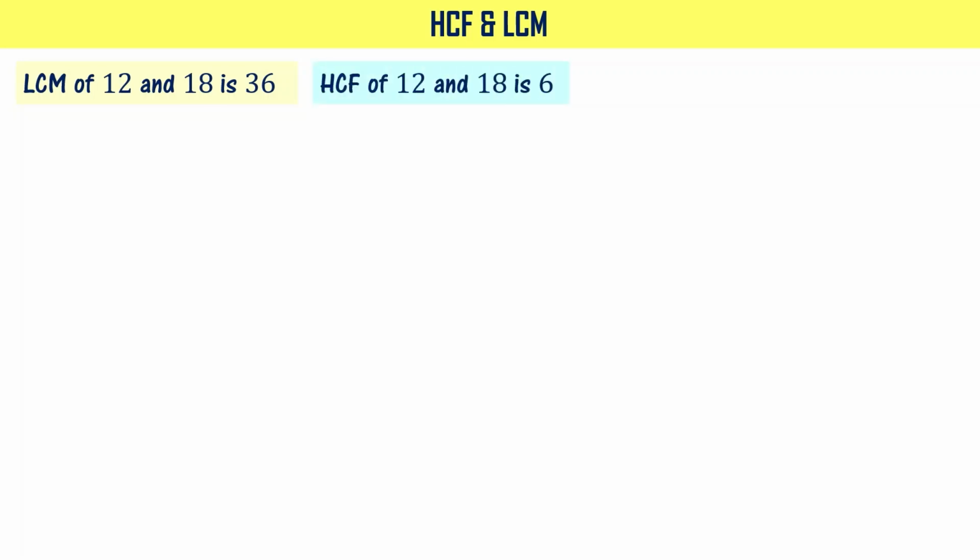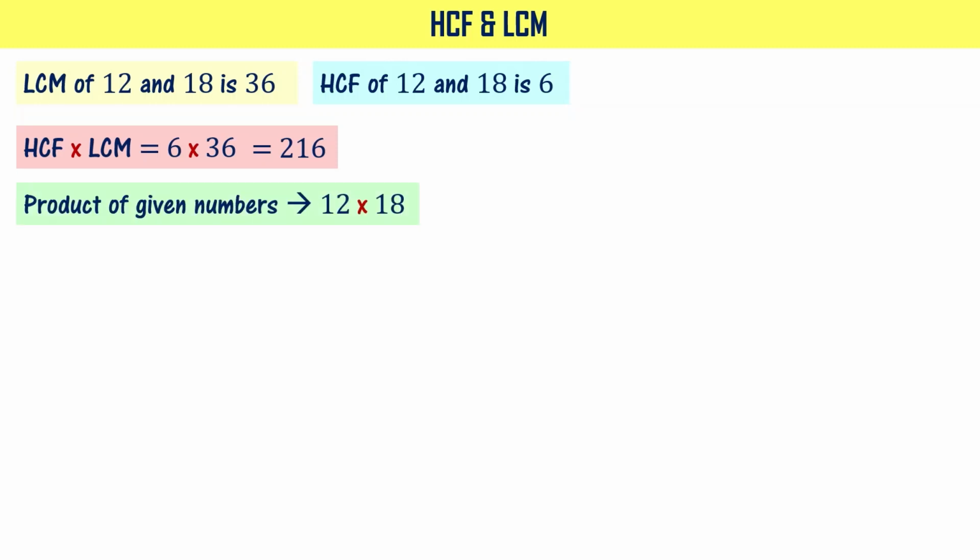Let us understand the relation between HCF and LCM now. The LCM of 12 and 18 is 36. That's what we have learned just now. And the HCF of 12 and 18 is 6, right? Let's take the product of these two numbers. HCF times LCM equals 6 times 36. That is equal to 216, right? If you take the product of the given numbers, 12 and 18, that is also equal to 216.